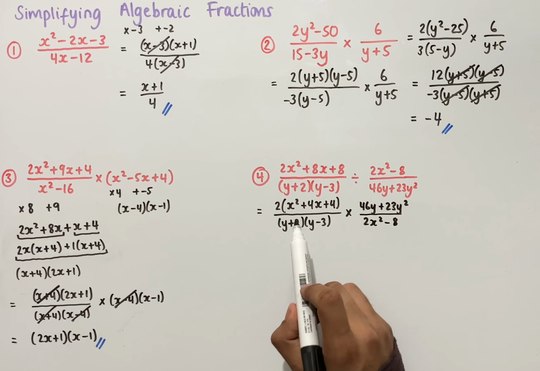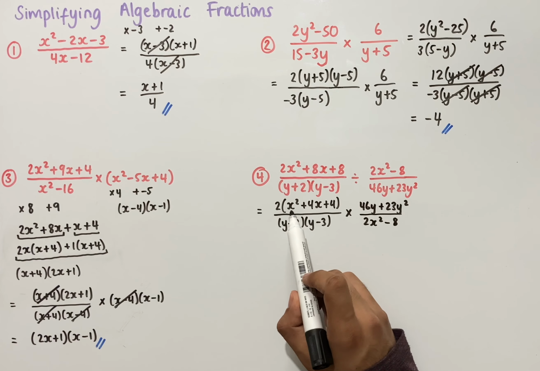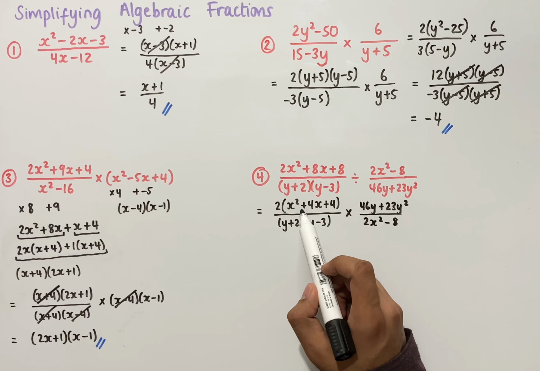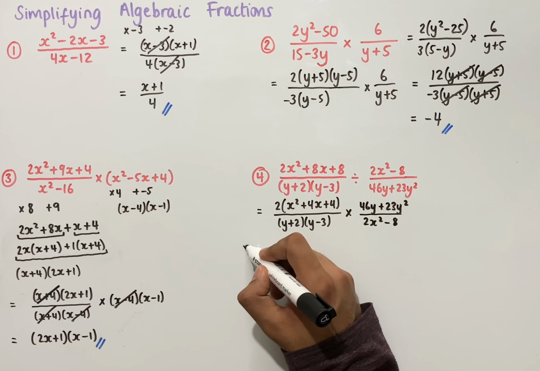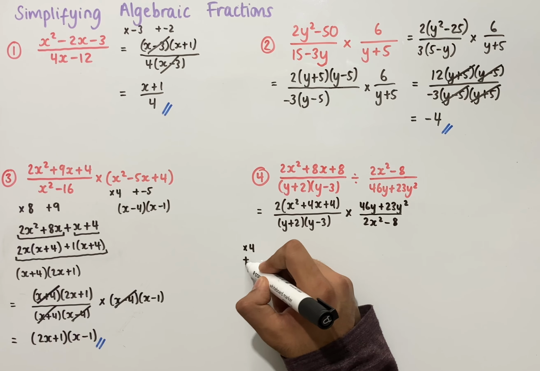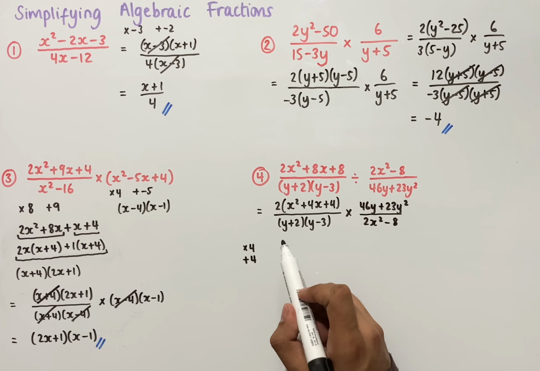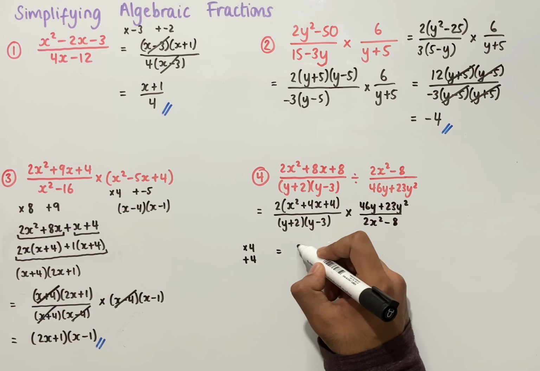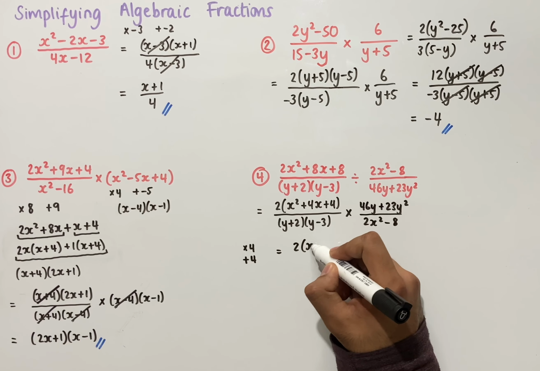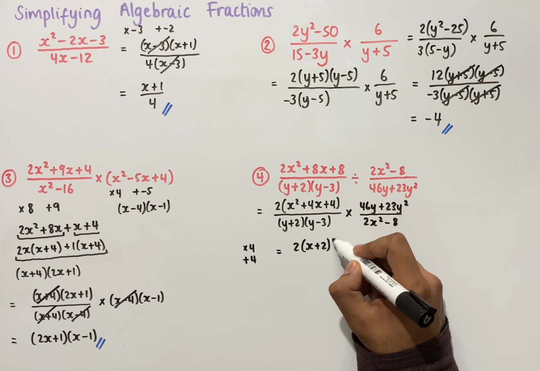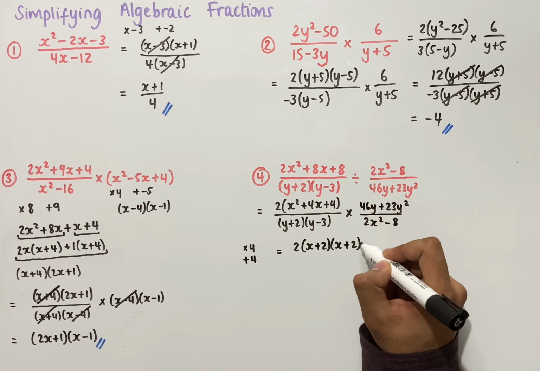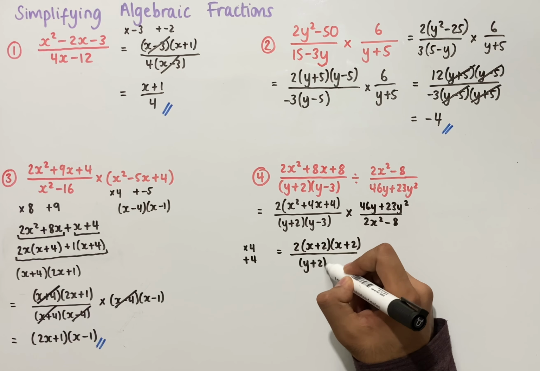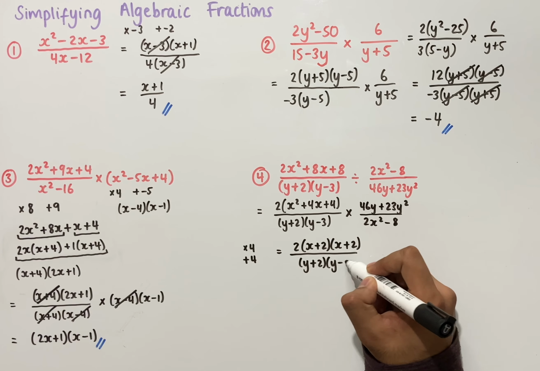Now in the numerator of the first fraction we have a quadratic, which is x squared plus 4x plus 4. And so if we try and factorize that quadratic, we're looking for two numbers that multiply to make 4 and two numbers that add to make 4. These two numbers are 2 and 2, and so the numerator can now be written as 2 and then in brackets x plus 2 and in brackets x plus 2, and the denominator stays exactly the same, so that's y plus 2 in brackets and y minus 3.